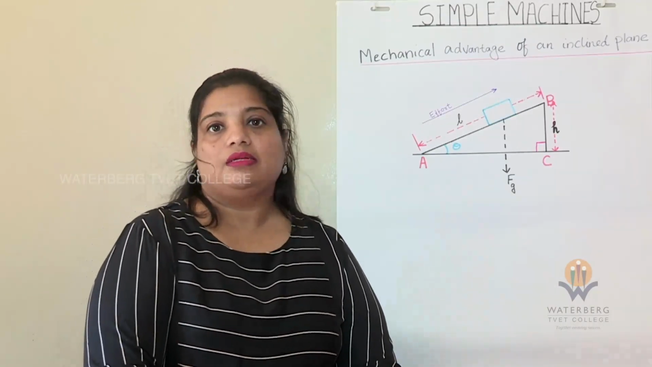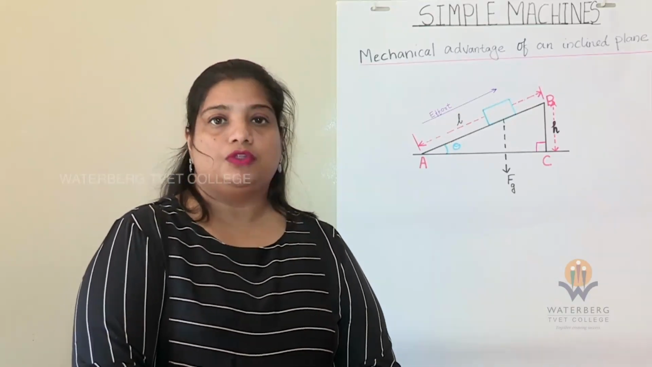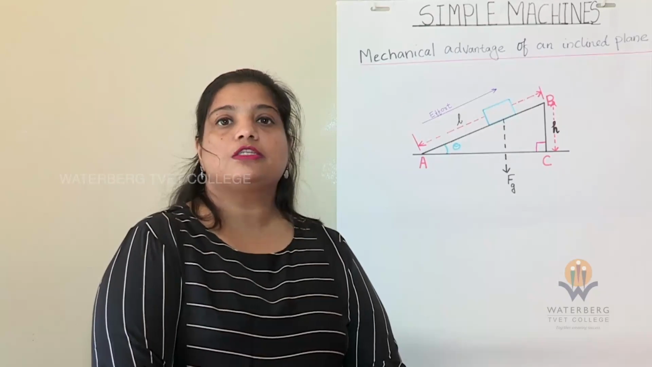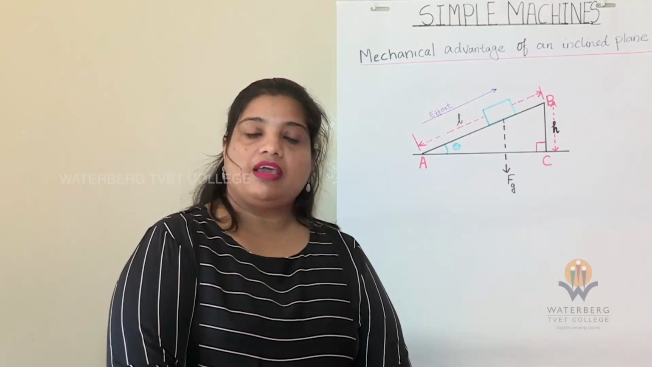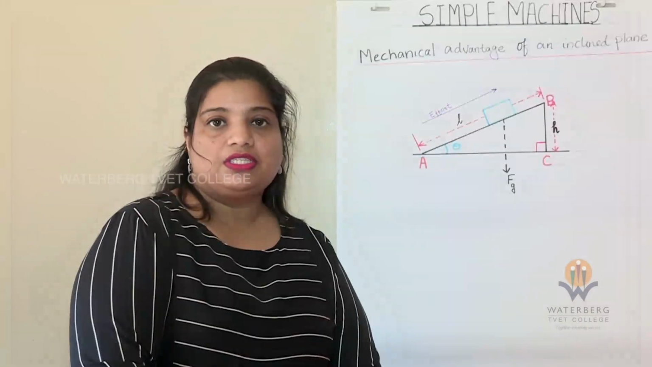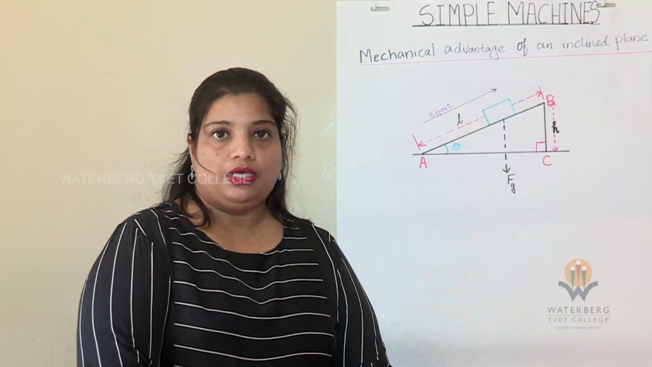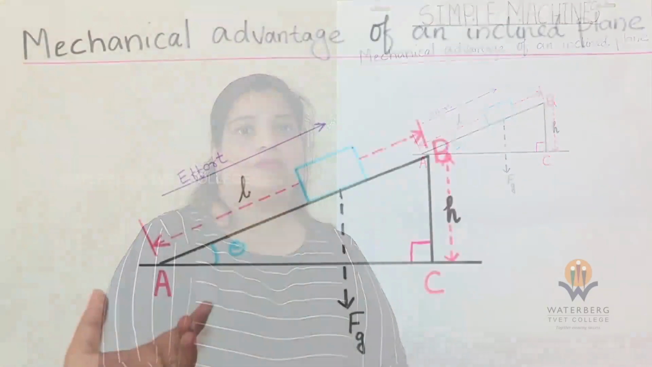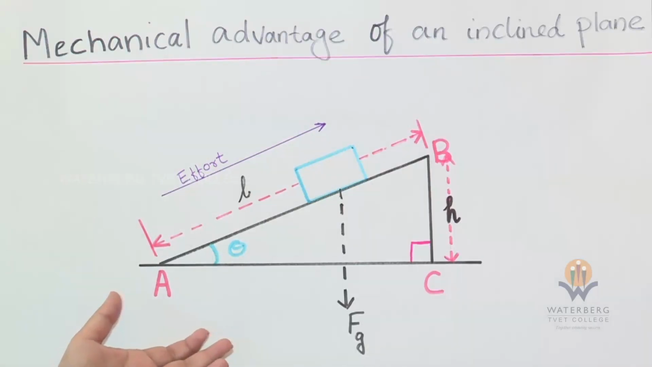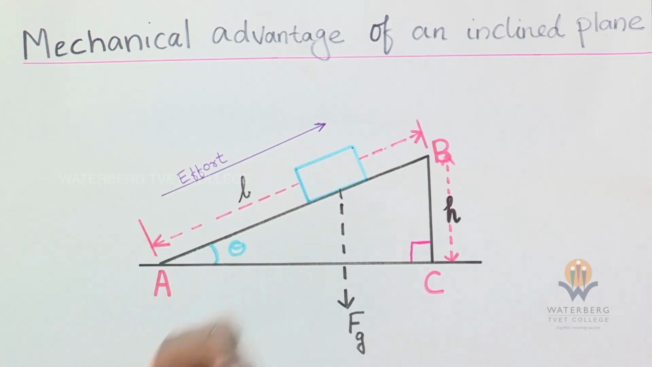What is an inclined plane? An inclined plane is a simple machine with no moving parts. It is a sloping surface which helps us to lift heavy objects from a lower surface to a higher surface, or from a higher to a lower one, rather than lifting an object vertically upwards. Let's look at this figure where a heavy object is lifted upwards using an inclined plane.